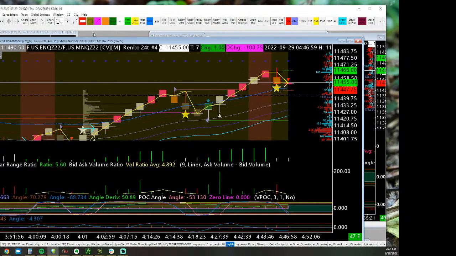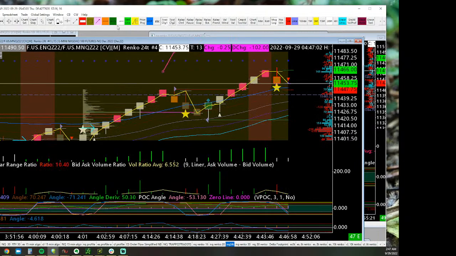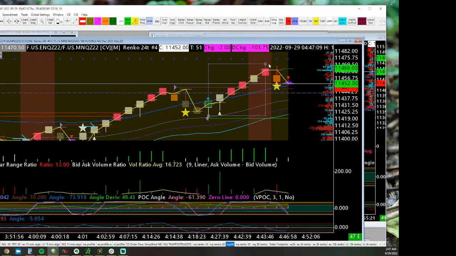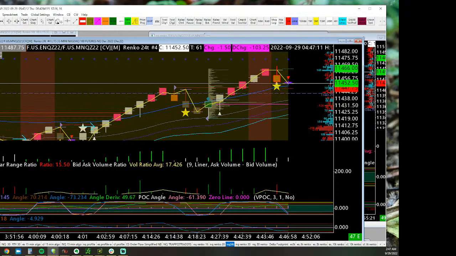Come back. Oh, that's a pink bar star too. So we made a higher high. Let's see where the DVP is now. Everything's moved here. Erase volume profile. We're not taking the aggressive trades. It's technically another short, but it's an aggressive short.